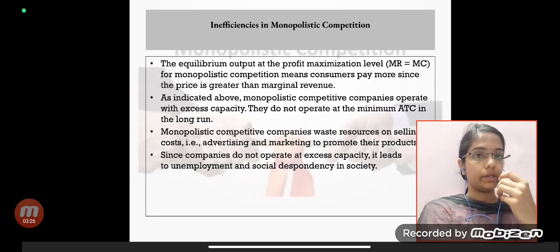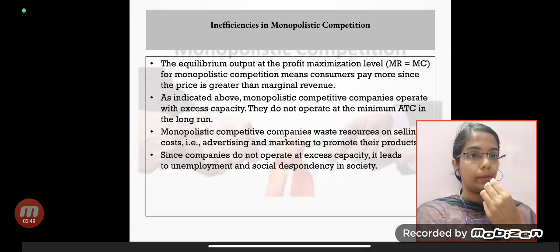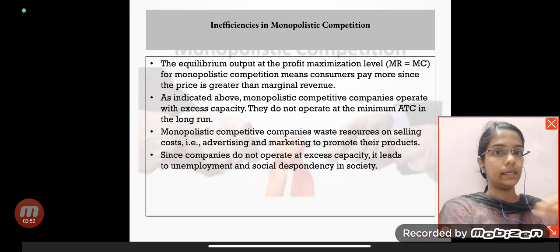Inefficiencies in monopolistic competition. The equilibrium output at the profit maximization level, MR equal to MC, for monopolistic competition means consumers pay more since the price is greater than the marginal revenue. As indicated above, monopolistic competitive companies operate with less capacity. They do not operate at the minimum ATC in the long run. Monopolistic competitive companies waste resources on selling costs, advertising and marketing to promote their products. Since companies operate at excess capacity, it leads to unemployment and social despondency in society.